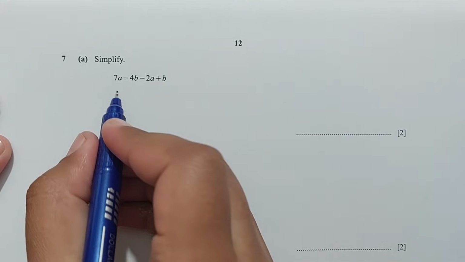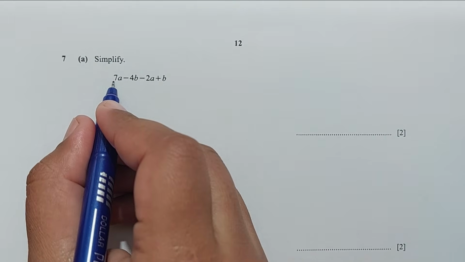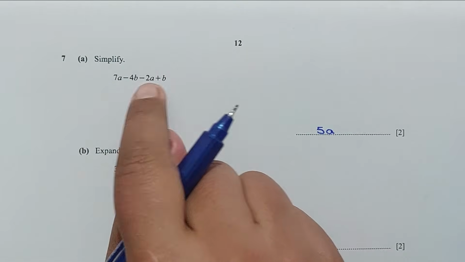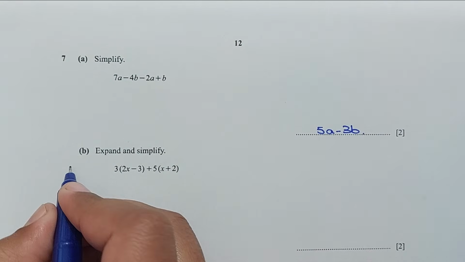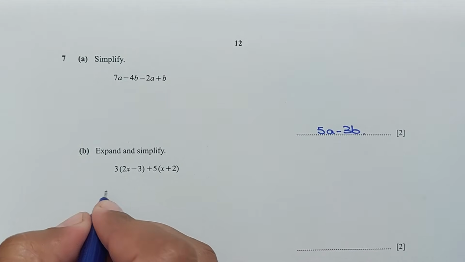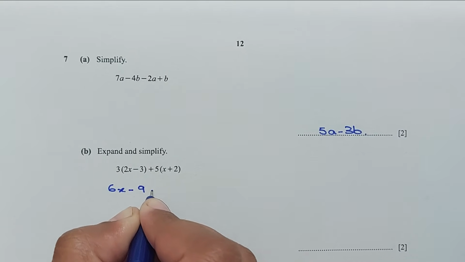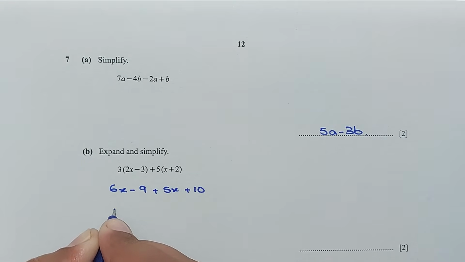Question number 7, part A, we have to simplify this. So the a is 7 minus 2, which is 5a, and b is 1 minus 4, which is minus 3b. Now for part B, expand and simplify. So 3 times 2x would be 6x, minus 3 times 3 is 9, plus 5 times 2x is 10x. This would be 11x plus 1.